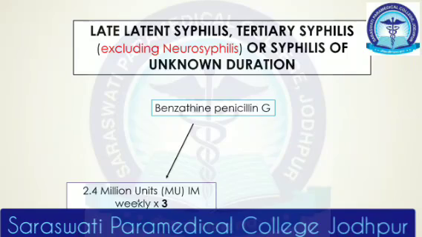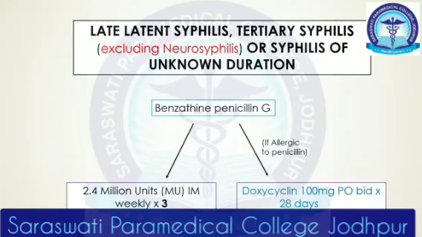So we give the first dose of 2.4 million units of benzathine penicillin G at the first week, and again we repeat the same dose at the second week, followed by the same dose at the third week. So we give three doses separated by a week. And alternatively, if a patient can't tolerate penicillin for some reason, then we give a drug called doxycycline at a dose of 100 milligrams orally twice a day for 28 days, right?